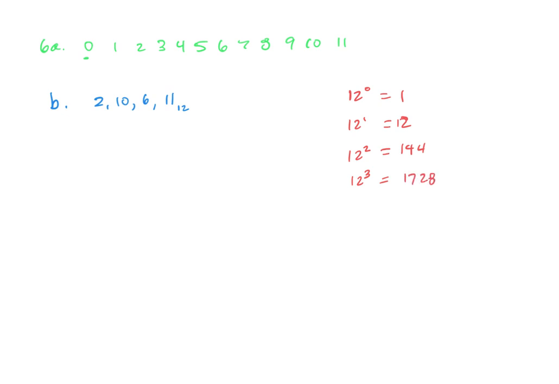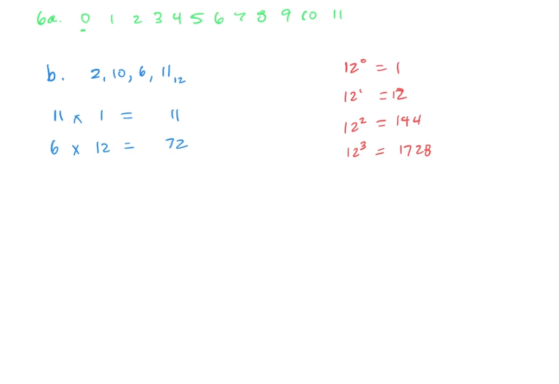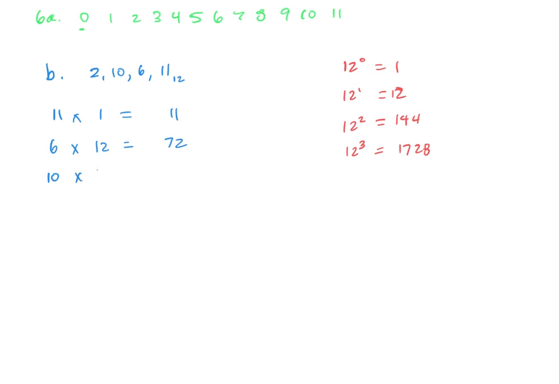All right, so we take each place value and multiply it by the appropriate power of 12. So let's start with the 11. The 11 is the ones place, so 11 times 1, we just get 11. And then the 6, that's the 12's place, so we'll multiply that by 12. That's 72. And the 10 is the 144's place, so that's going to be 1440. And the 2 is the 1728, so we multiply that by 2, we're going to get 3456.